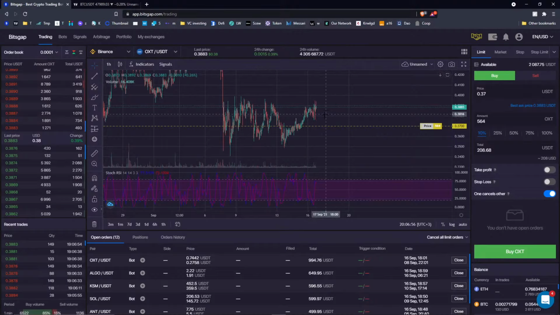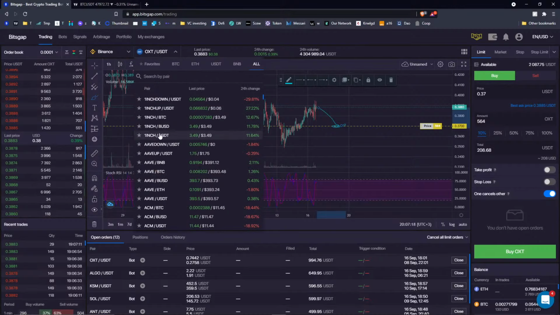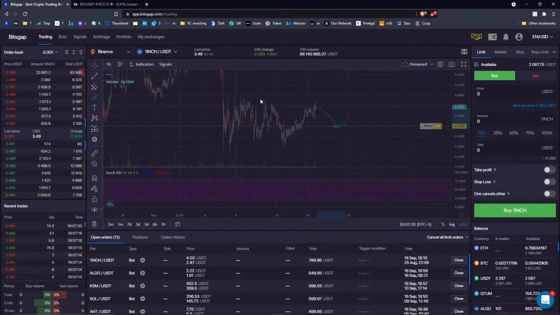Once this limit buy order that we just set for OXT is triggered by the market price, once the price hits the level at which we set the limit buy order, this will cancel out some other open orders that we could have. As now I don't have any open orders, let's open any random one, let's say on 1inch to USDT.